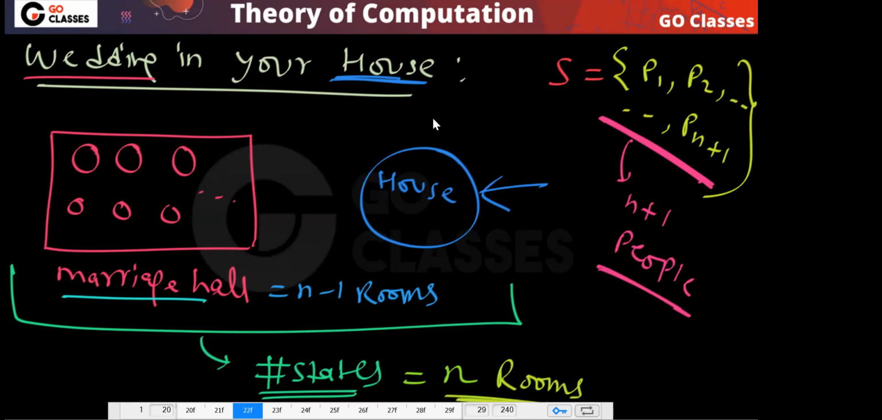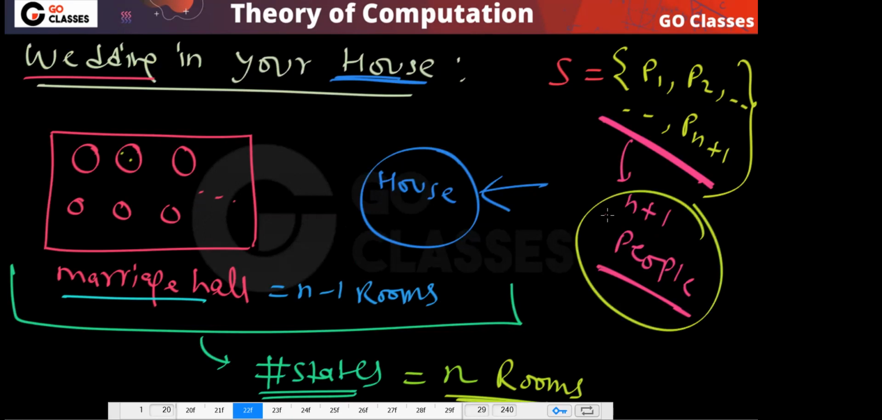If there are n plus 1 people, definitely at least 2 of them have to share a room. At least two of them must share a room. And this is a very important point. So this is what I'm saying: at least 2 people must go to the same room, from the initial state.